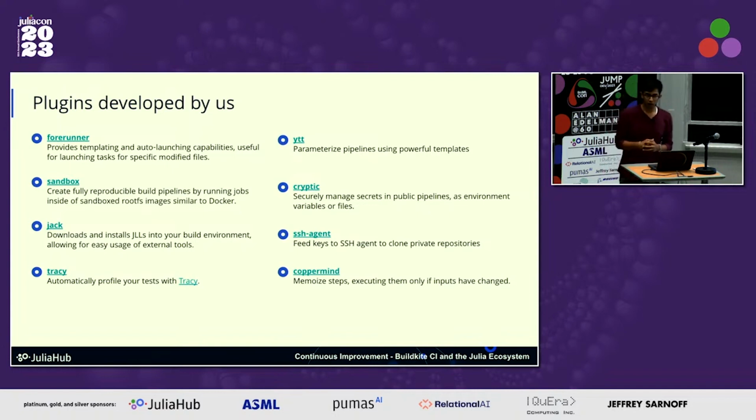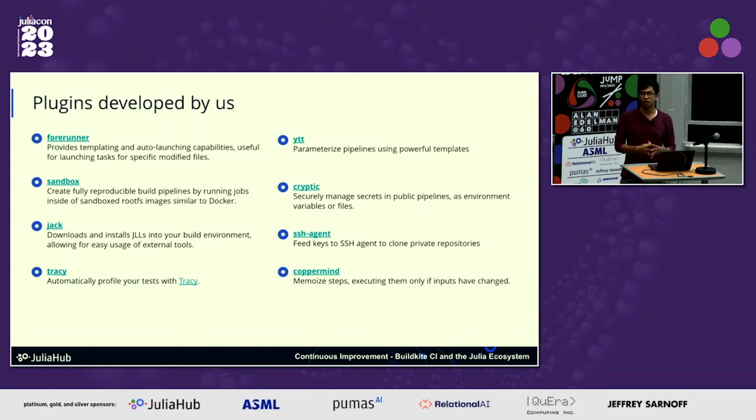So we'll be talking about a bit more of the advanced plugins, like Forerunner, which lets you selectively run workflows depending upon the files that have been changed. YDT, which allows you to do templating with plugins, with pipelines, so you don't have to repeatedly write the same thing over and over again or have 10 different YAML files to keep track of, and it gives you a single source of truth.